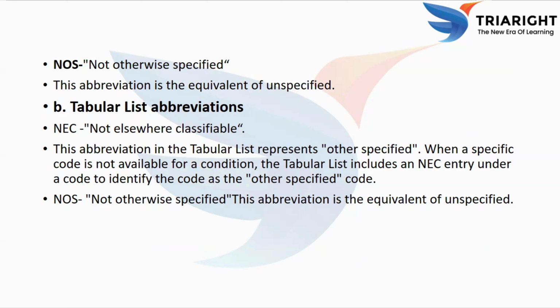Okay. In a simple way, NEC means other specified, used when the doctor provides details but no exact code exists. NOS is unspecified, used when the doctor doesn't specify details about the condition. There is a lot of difference between these two.